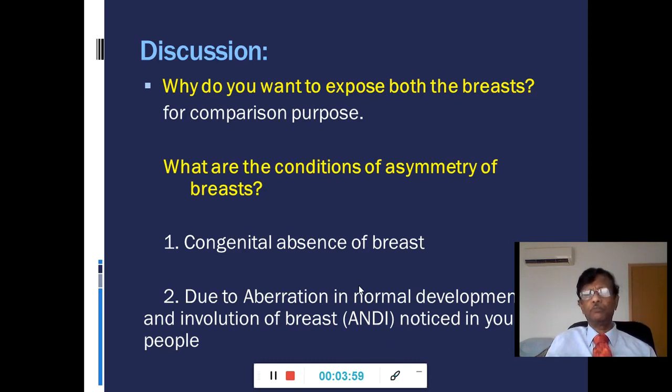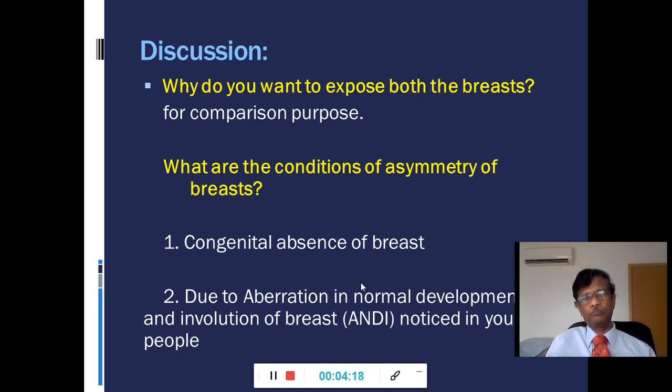Why do you want to expose both the breasts? For comparison purposes. Yes, it is good for comparison, especially to know the asymmetry and also for any swellings to be prominently seen. Yes. What are the conditions of asymmetry of the breast?